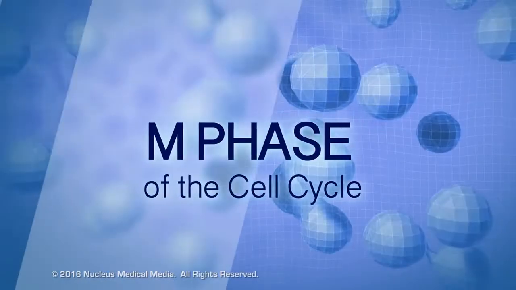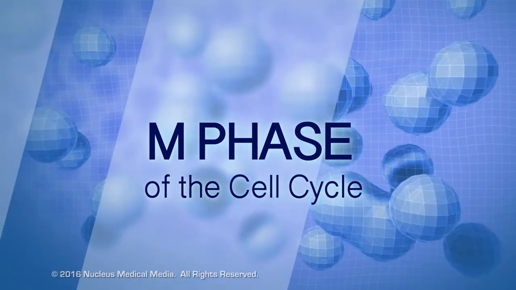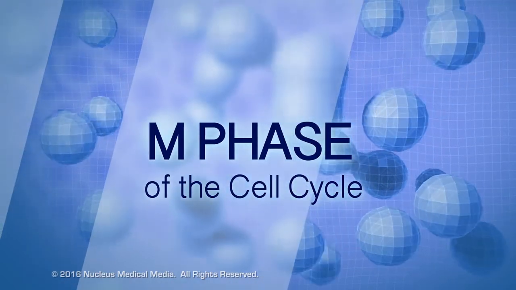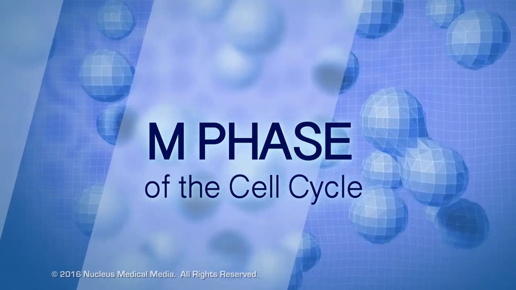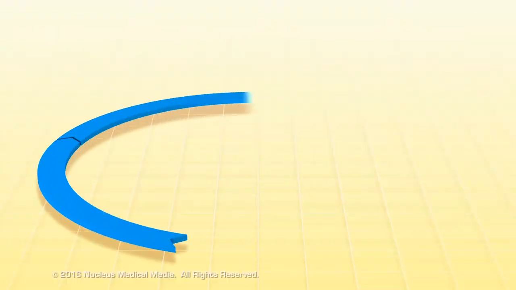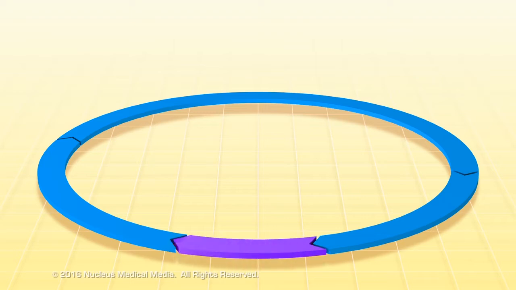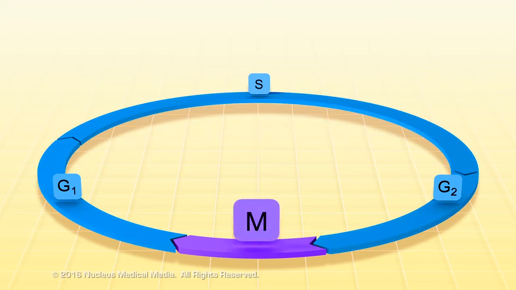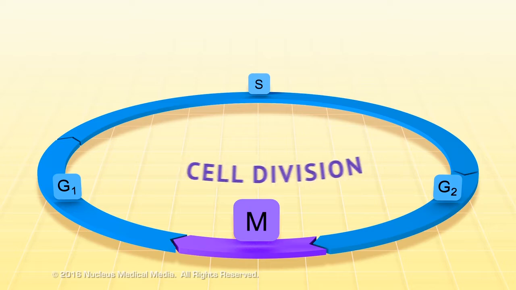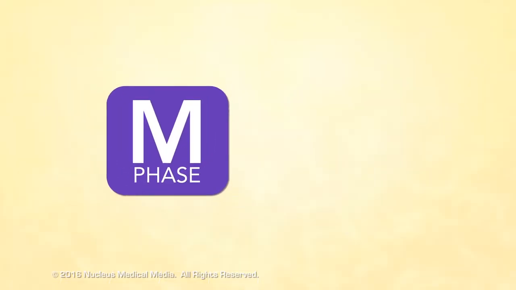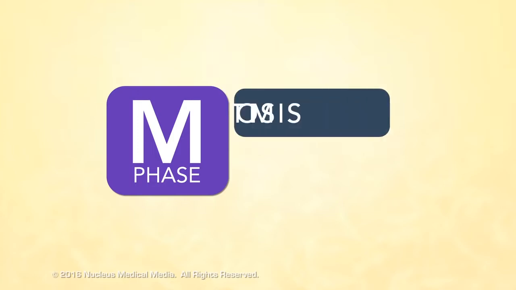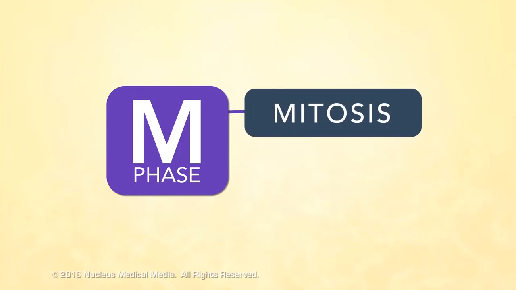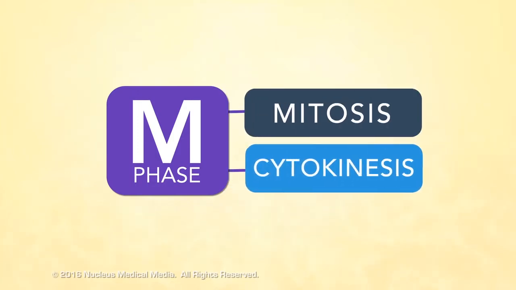In this lesson, we'll be exploring the M phase of the cell cycle, including mitosis and cytokinesis. Let's do a quick review of the cell cycle to see where they fit in. The G1, S, and G2 phases make up interphase, and the M phase represents cell division. Cell division includes division of the nucleus, called mitosis, and division of the cytoplasm, called cytokinesis.